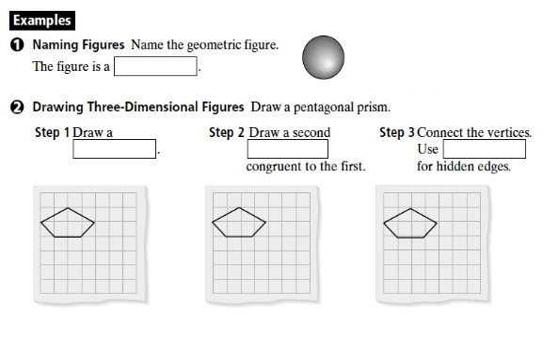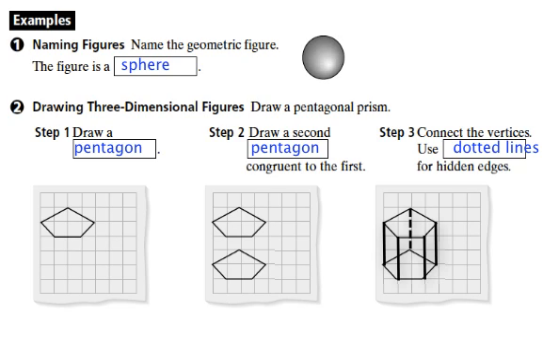Number 1, naming figures. Name the geometric figure. This figure is a sphere. Number 2, drawing three-dimensional figures. Draw a pentagonal prism. The first step you have to do is draw a pentagon. Step 2, draw a second pentagon congruent to the first. Step 3, connect the vertices. Use dotted lines for hidden edges. Pause the video if you need more time to complete this activity.